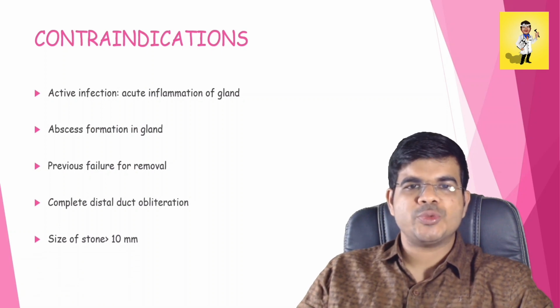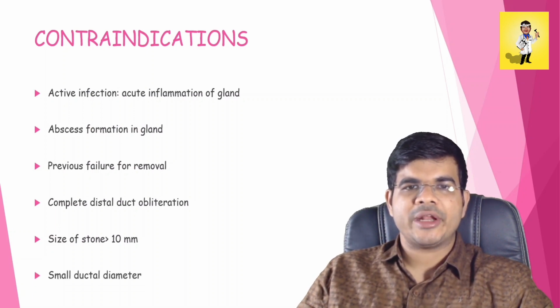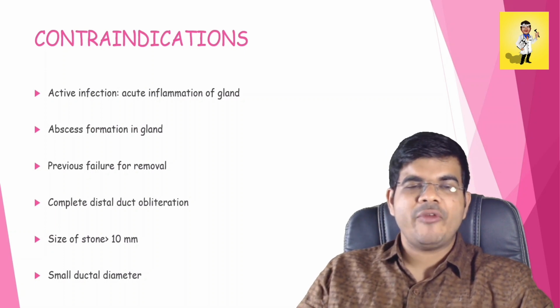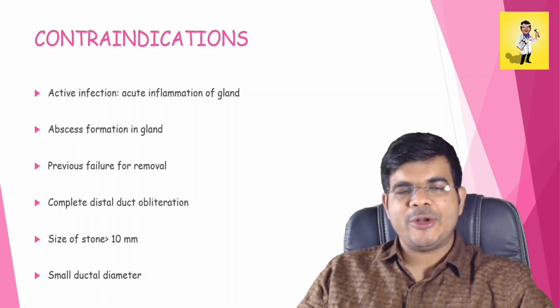And if the size of the stone is more than 10 mm, how can you remove it through a very small sialendoscope? So that is another contraindication. And for small ductal diameter, also it will be very difficult to negotiate the sialendoscope. So these are the various contraindications for sialendoscopy.